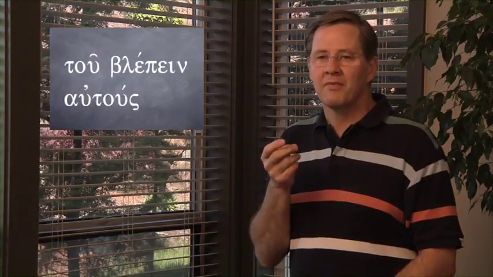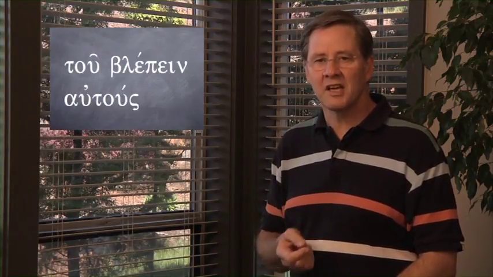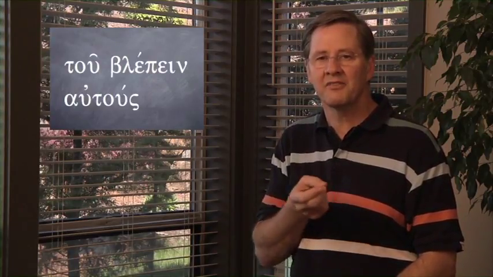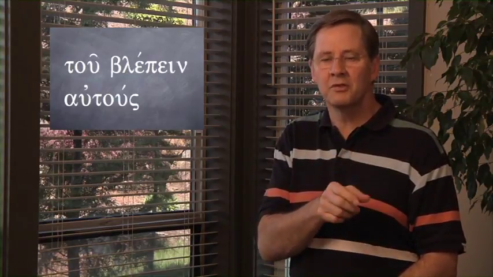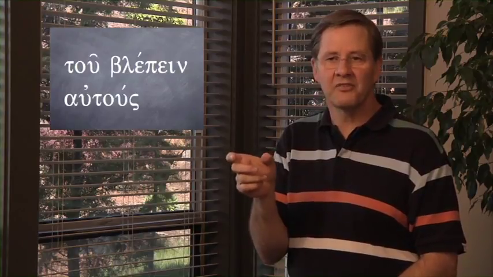All right. The second way an infinitive can indicate purpose is when you simply have the article in the genitive in front of it. You'll have to, and then you'll have the infinitive form of the verb.